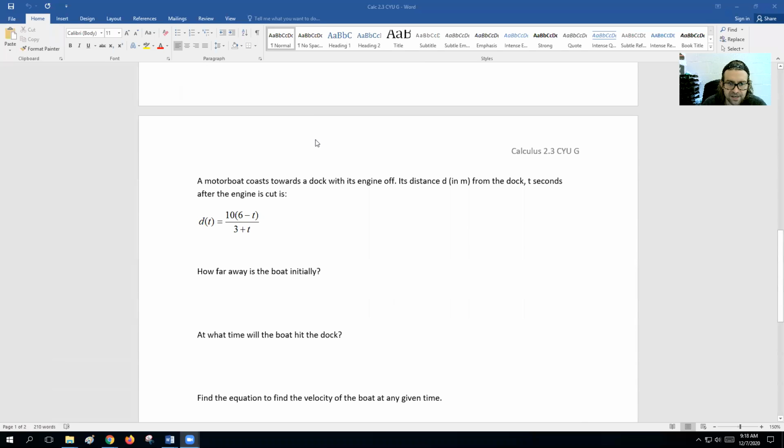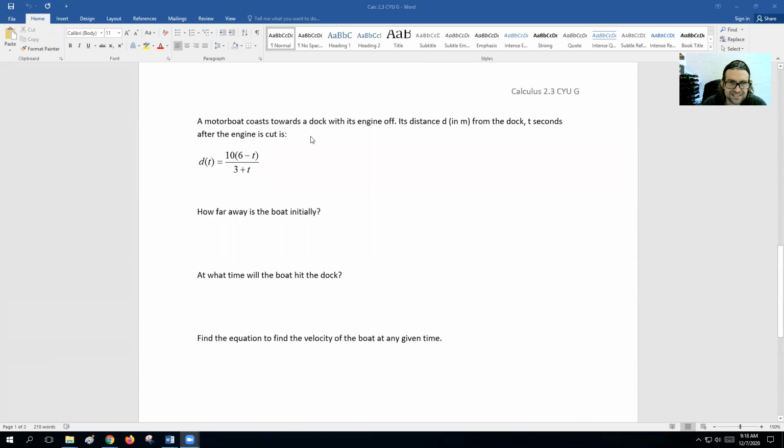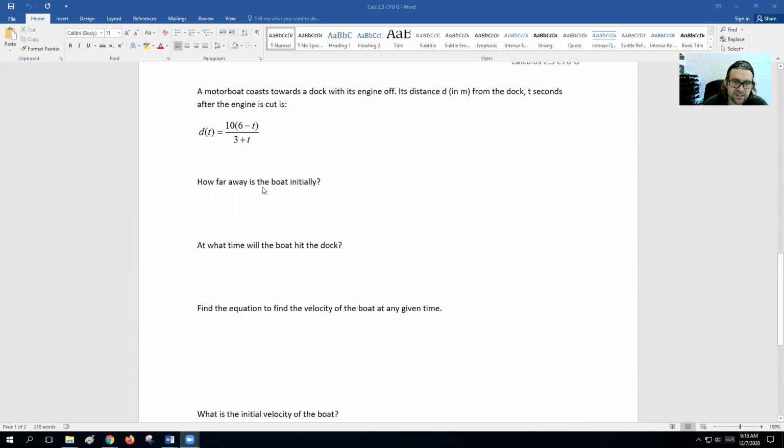Okay, the next part here, we got a boat going towards a dock. So the distance measured in meters from the dock is that equation, t seconds after the engine is turned off. So we got a boat coming in, it turned off its engine and it's going to the dock. Hopefully it's slowing down, but it's getting towards the dock. If we want to find out how far the boat is away initially, that would be when the time is 0 seconds. So all we need to do is plug in 0 for t. Let's see, we'd get 10 times 6 over 3, 60 over 3. So what's that, 20 meters away?